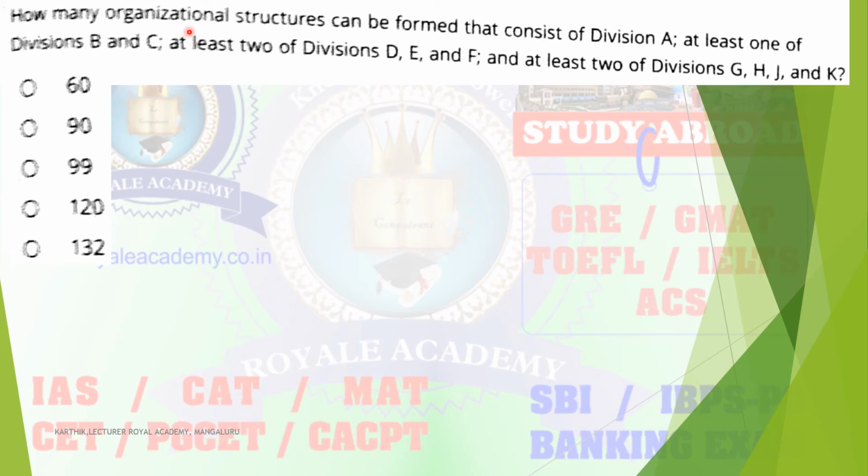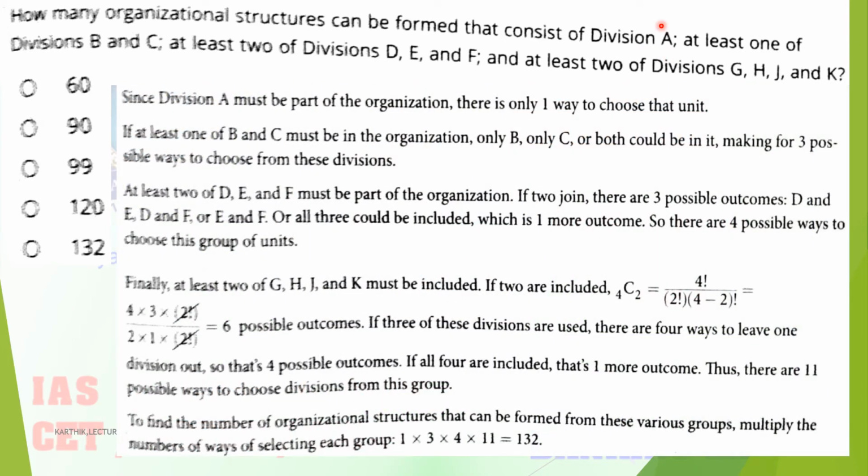So one is, the organizational structure consists of division A only. A is coming in one way only. One way, A only. Only one letter. So that is 1. And at least one of the divisions B and C. Either B or C only or both B and C. At least one should be there. So how many combinations are possible? A has only one way, 1.